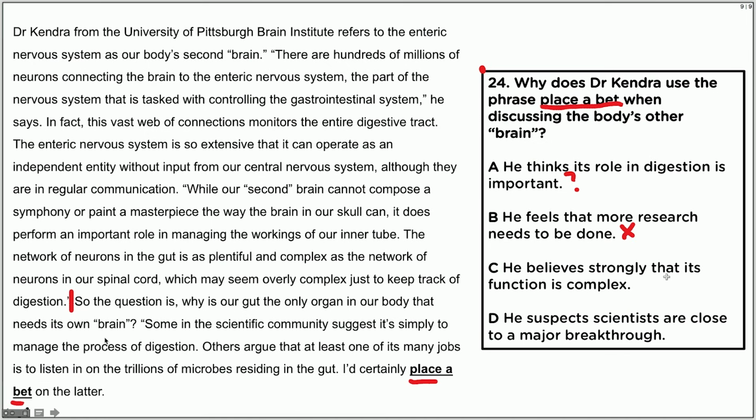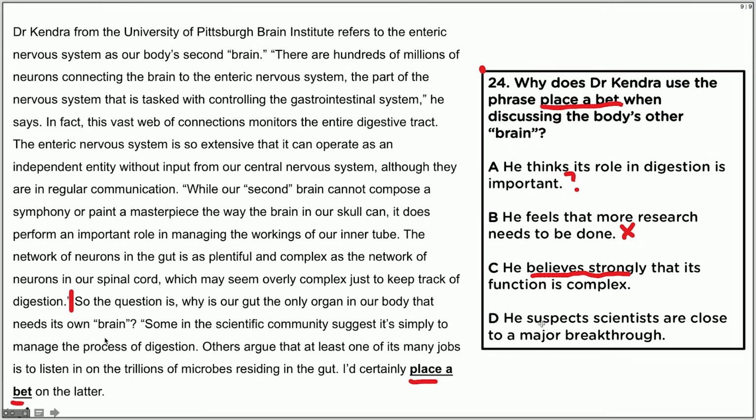What about C? He believes strongly that its function is complex. I tell you what, I like this bit here, believes strongly. Because if you're going to place a bet on something, it's really like gambling. You're thinking, okay, I have various options, I think this one's going to win. So you believe strongly in something. You can see how the meaning of the phrase has actually entered answer option C, and it's also in the paragraph there.